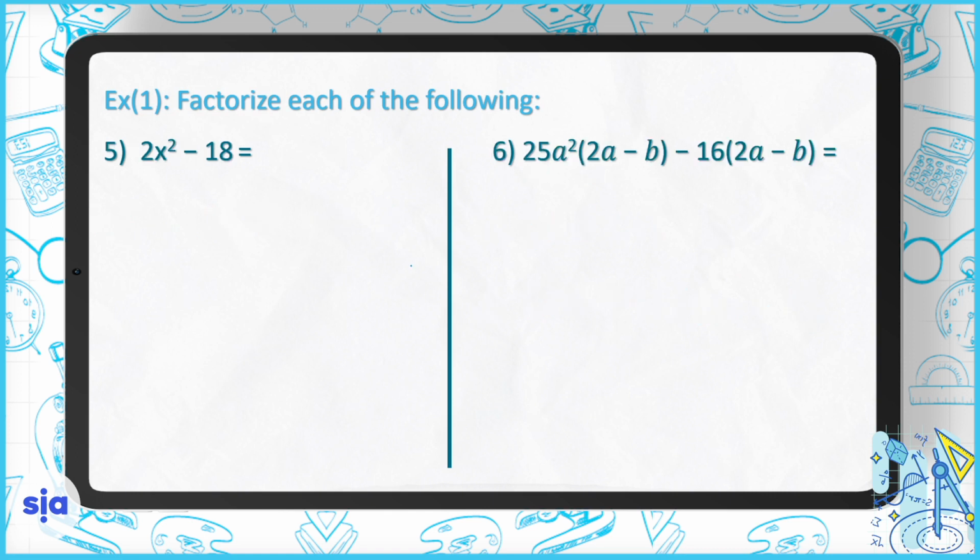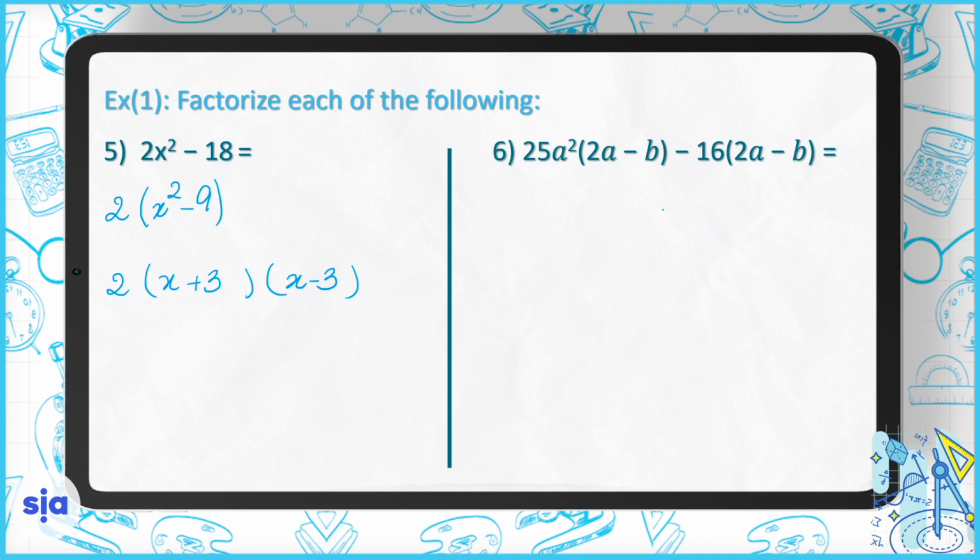Question 5. Yes, now you know it. It's easy now. We can take the 2 as a common factor outside first. x squared minus 9. And then we can make them as two brackets, x plus 3 and x minus 3.